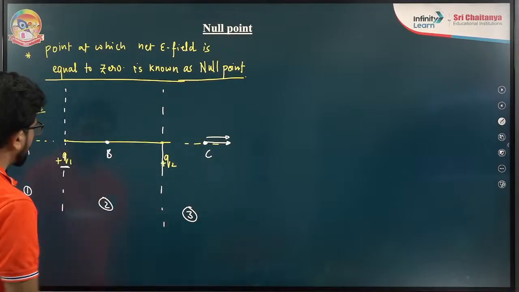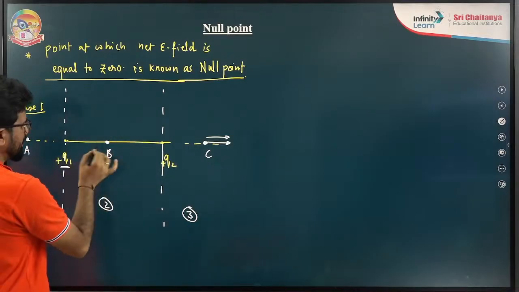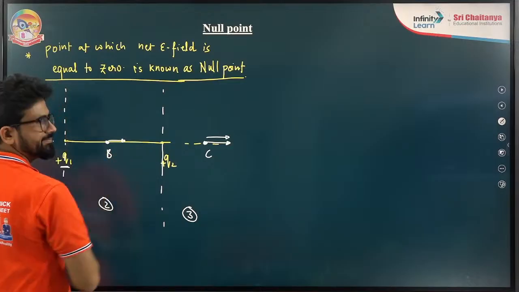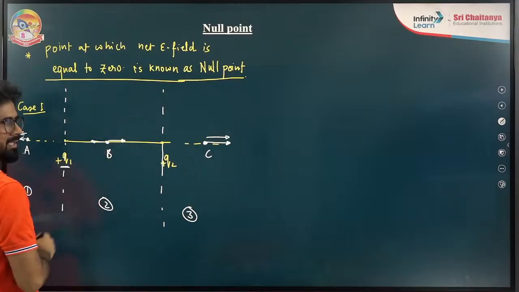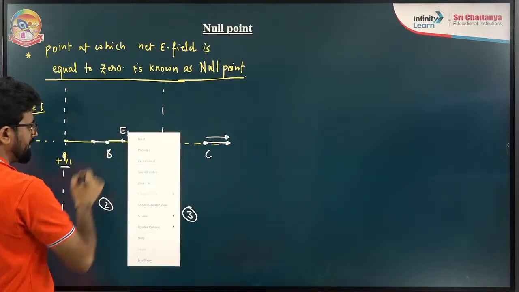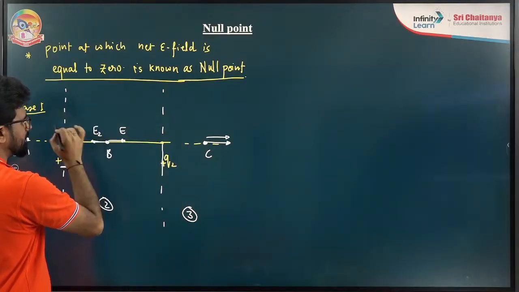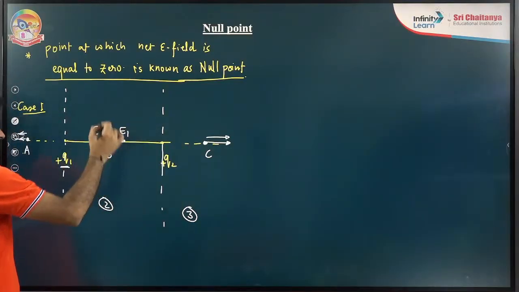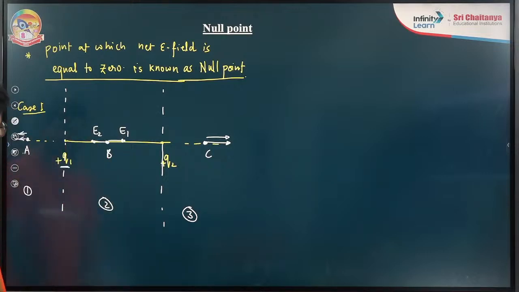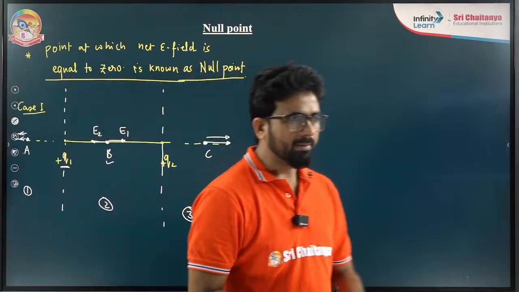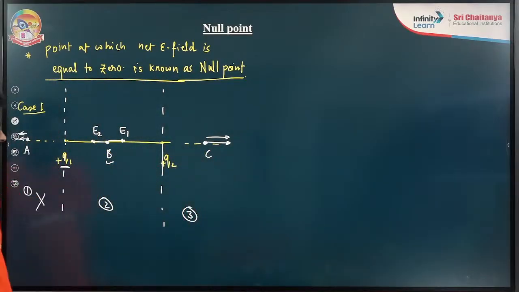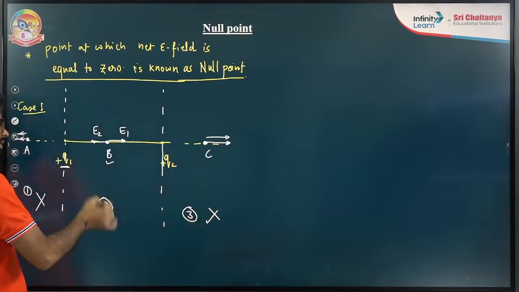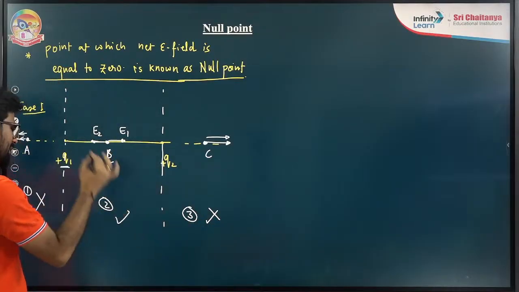But if you see at B, due to Q1, that would be radially outward, means right side. But due to Q2, this will also be radially outward, but this is left side. This is field due to Q1, that means 1. This is field due to Q2, that means 2. That means at B point only, null point is possible. At A, it is not possible. That means region 1 not possible. Region 3 not possible. Region 2, there would be some point where the null point is possible.